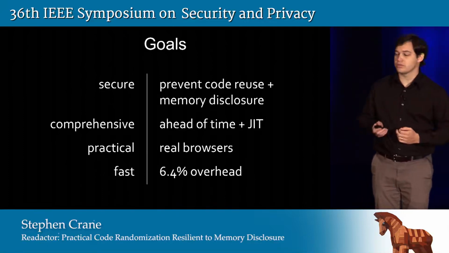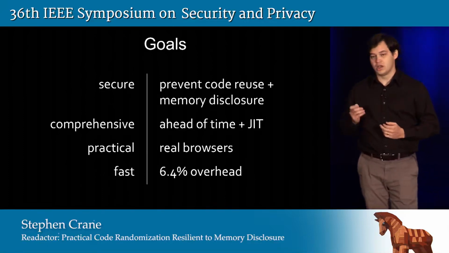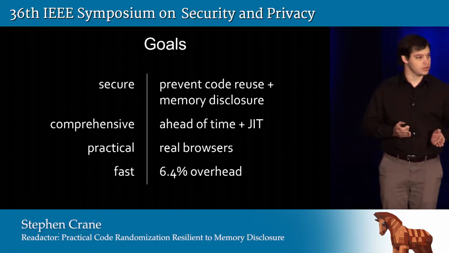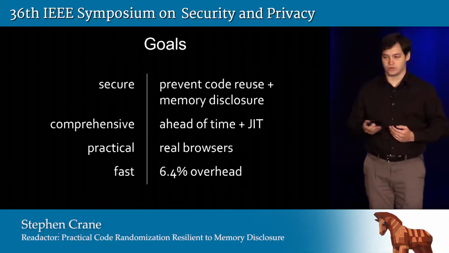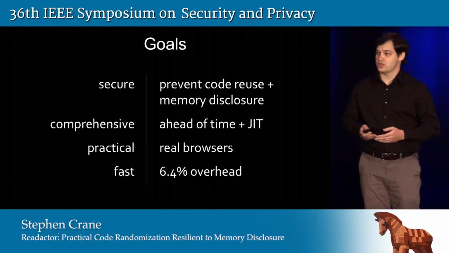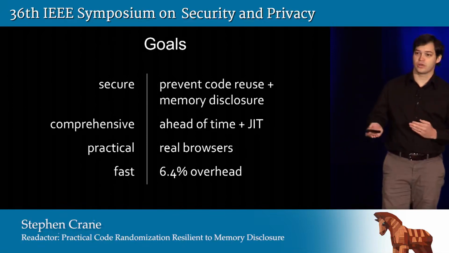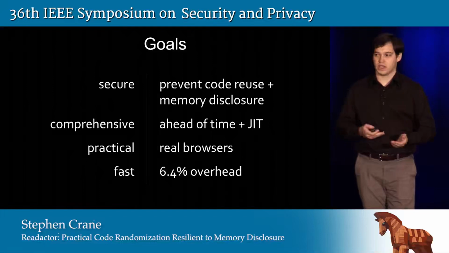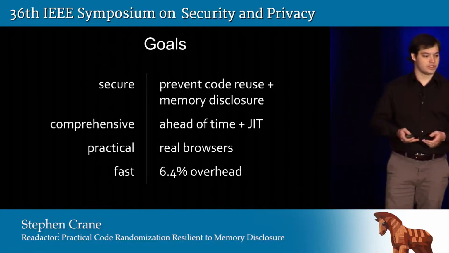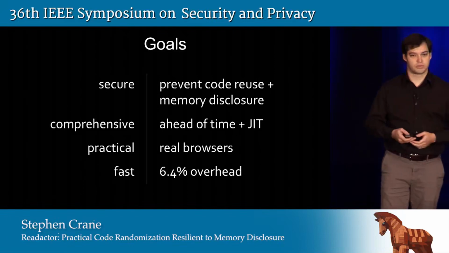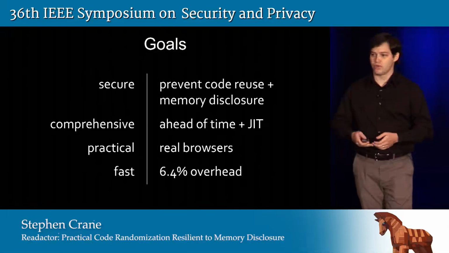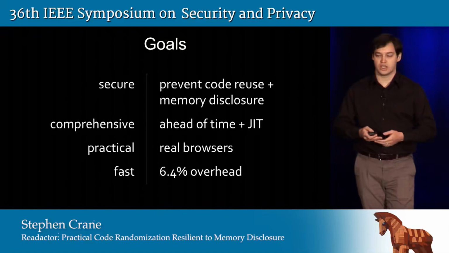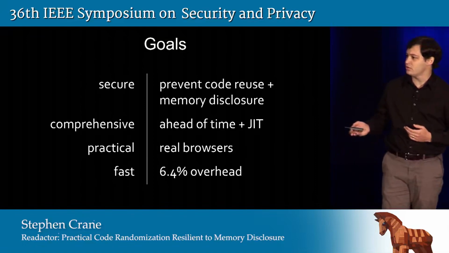However, we also want to prevent state-of-the-art ROP attacks using memory disclosure, such as the JIT-ROP attack from 2 years ago. These attacks allow the attacker to arbitrarily disclose memory after it has been randomized, and thus bypass most existing code randomization. We also want a system that is comprehensive. We want to protect the entire application, both all ahead-of-time compiled code as well as any dynamically generated code.